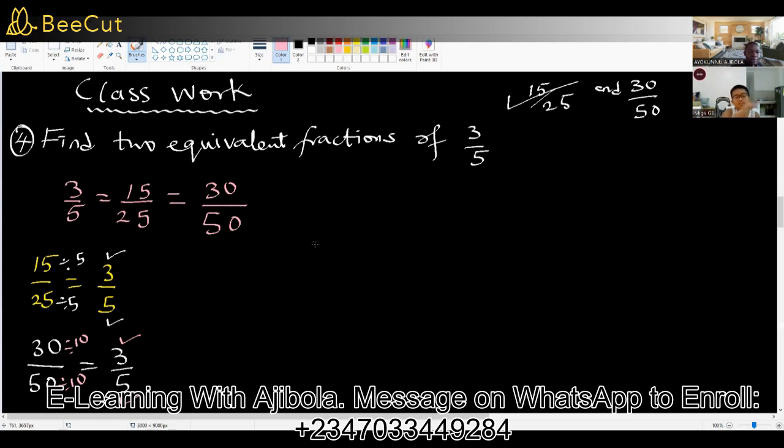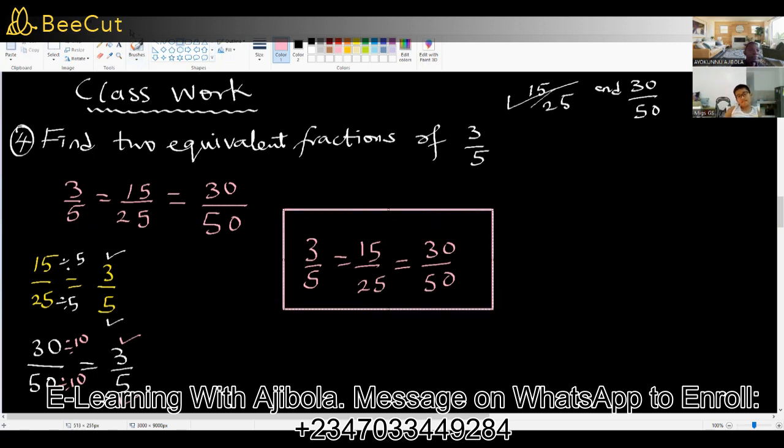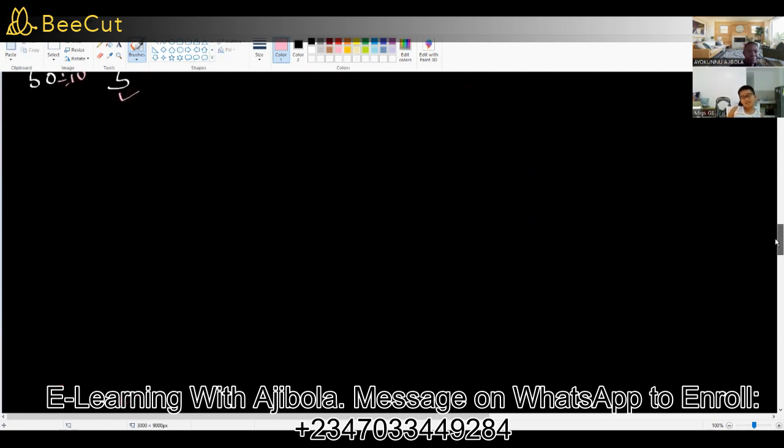So we can conclude and say 3 over 5 equal to 15 over 25 and equal to 30 over 50. And that makes your work correct, okay? Good. I will give you another one to try, okay? This time around, I will solve one example.